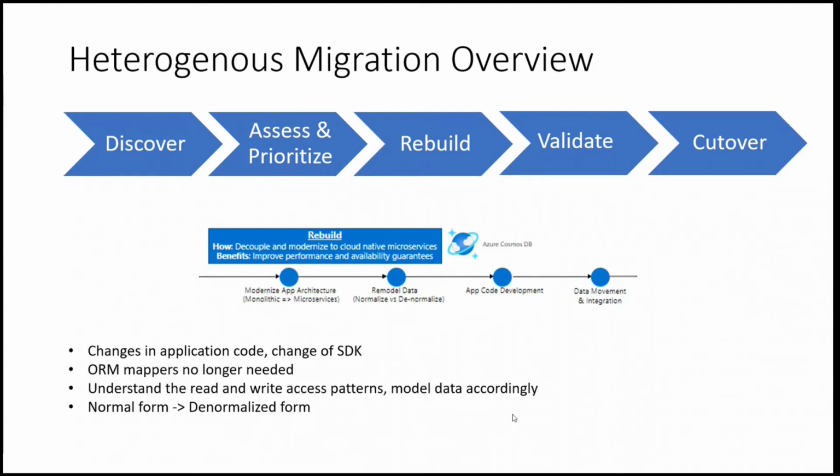So understand the read and write access patterns for your application, for your workload. Again, going back to what are your most common access patterns, what data are you reading and writing together. These things will help you in deciding the data model as well as your workload planning on Cosmos DB.